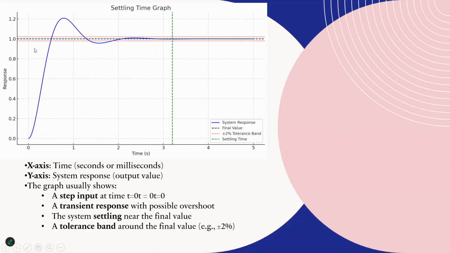Here we understand the concept of tolerance band, because after oscillating to the peak time, the system doesn't go directly to the final value, but fluctuates. So it is denoted here by the tolerance band. Here the red line denotes the tolerance band. It is showing plus or minus 2.